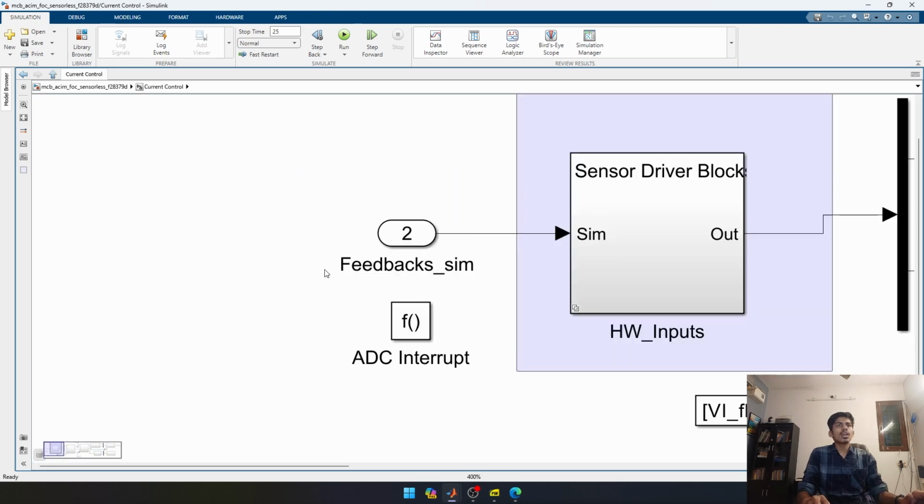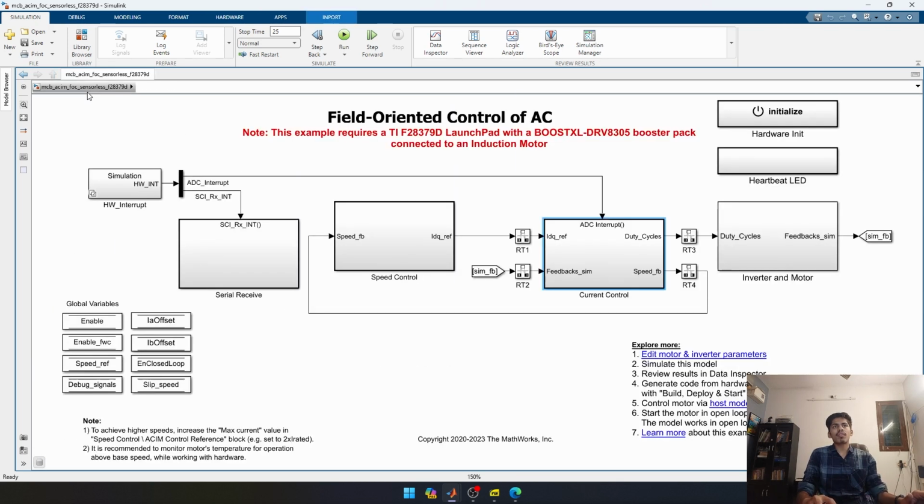So here the feedback sim. If we are running in actual hardware, we will sample the motor currents from the terminals through some op amp or some circuit, then give it to the ADC of C2000. But if you are running in entirely simulation mode, there is no processor here. There is no C2000 processor here. The entire thing is running on the MATLAB or host computer laptop. So we need to give the motor reading.